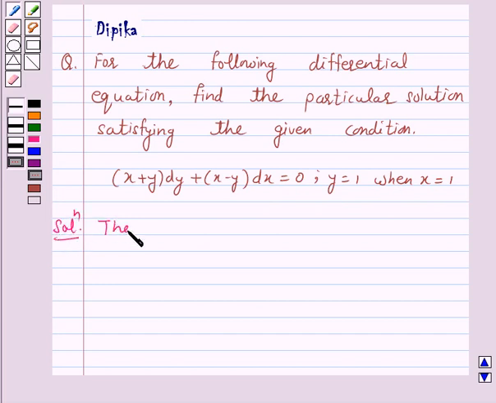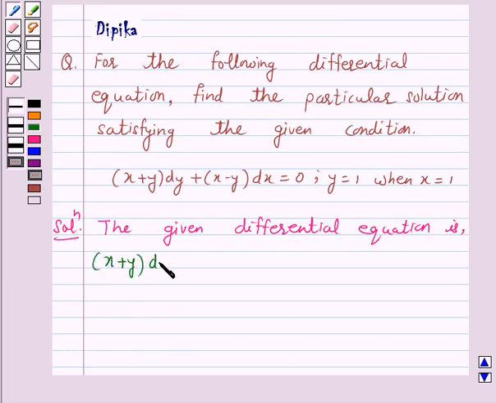Now, the given differential equation is (x + y) dy + (x - y) dx = 0. And we have to find the particular solution of this differential equation satisfying the condition y = 1 when x = 1.